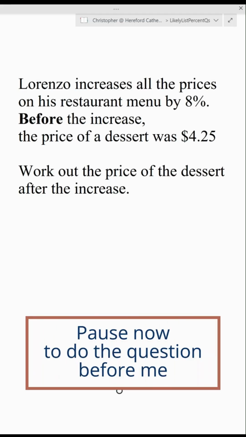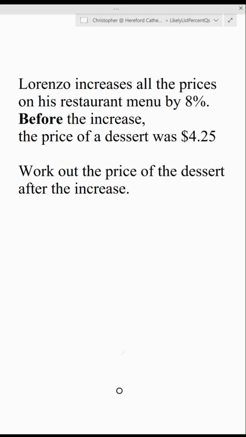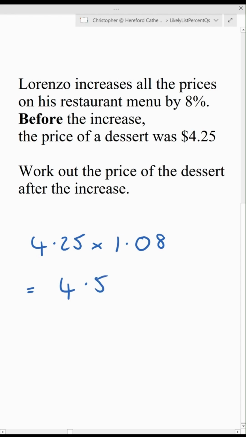Pause the film now to do the question before me. So the price was $4.25, and we've increased that price by 8%, which gives me an answer of $4.59.